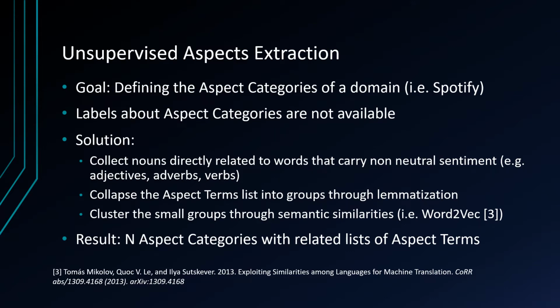The final result contains a list of n aspect categories, where each of them has a list of related aspect terms. It is worth noting that no assumptions are made about the explicit meaning of aspect categories retrieved in this way.